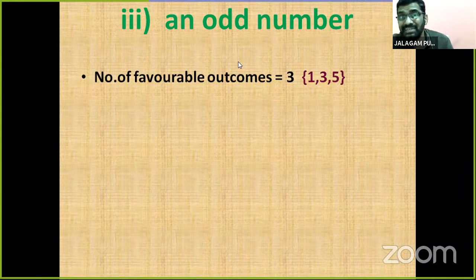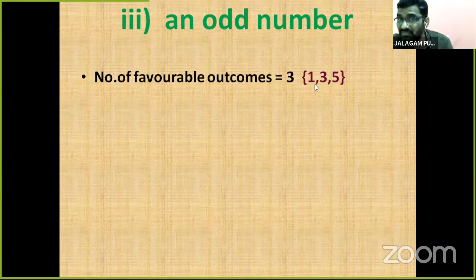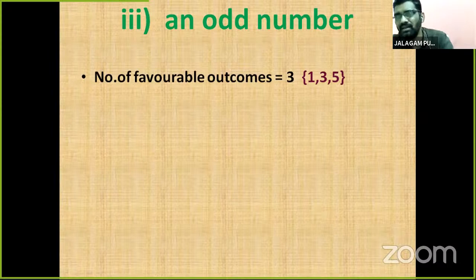2 is not an odd number. Why? Because 2 is an even number. 1, 3, 5 are odd numbers. Why? Because when we divide them by 2, the remainder is 1. That's why it is an odd number.